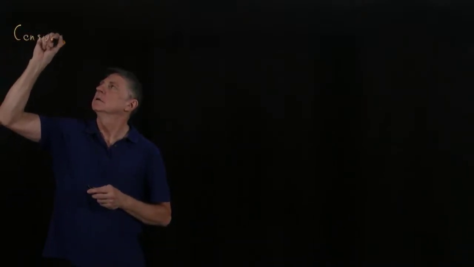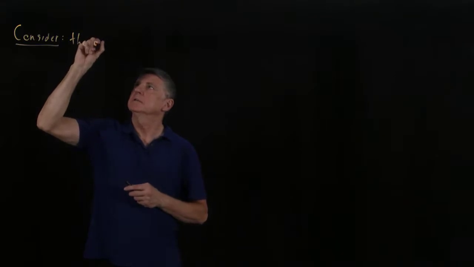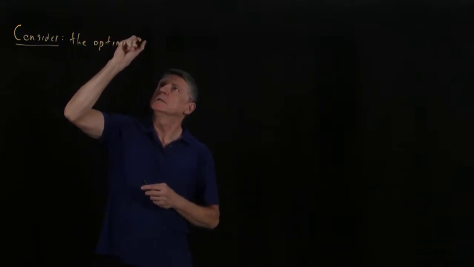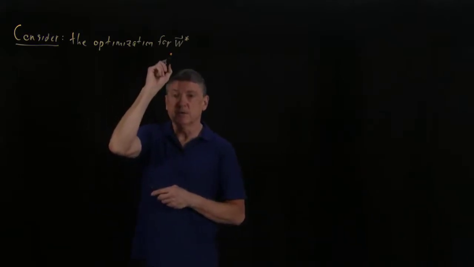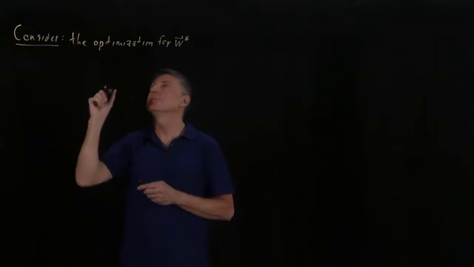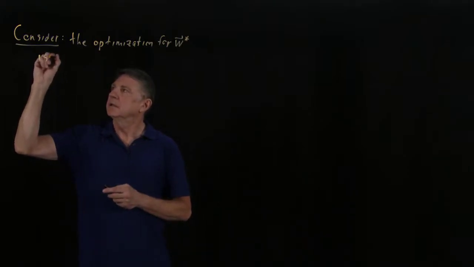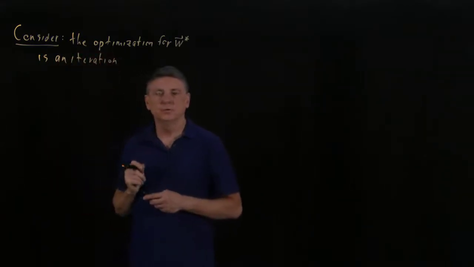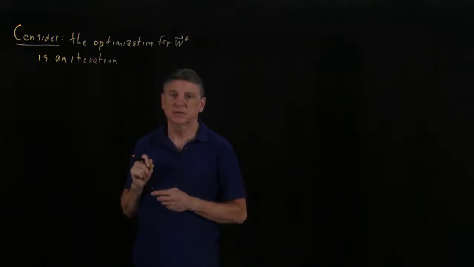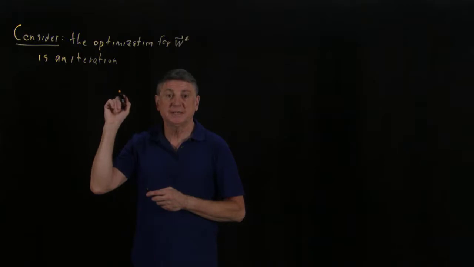Let's have an insight. Let's consider the optimization for this W star, so we're looking for a minimizer of the objective. The optimization for this is an iteration. And one of the many useful results of numerical analysis is that when we have an iteration, we can sometimes use an approximation inside the iteration.